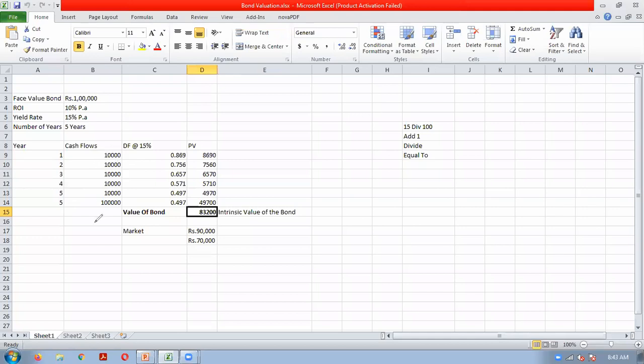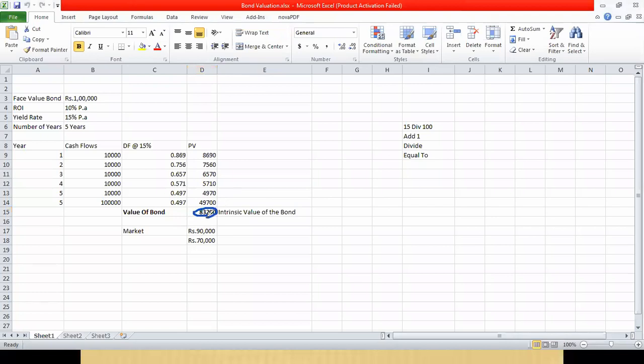So we have taken the cash flows, we have discounted them, and we have found out the intrinsic value of the bond. We have also understood how to calculate this discounting factor using the calculator. Just for repeating, I will tell it again. You should take the percentage divided by 100, add 1, then divide and press equal to, and you will get the first year PV discounting factor.